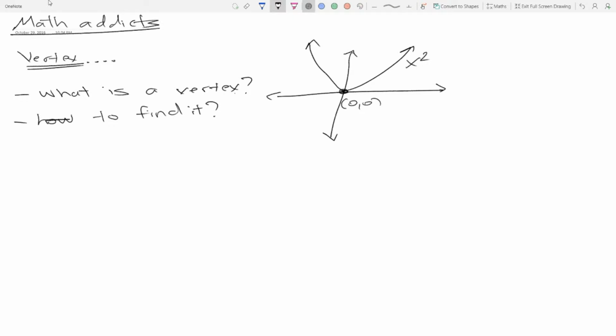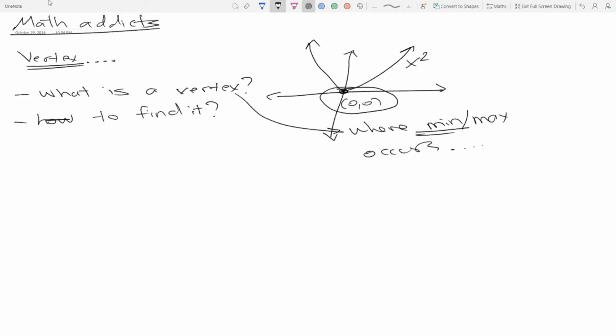It's also where the min slash max occurs, right? So in this case, it's a minimum. The minimum occurs at (0, 0).